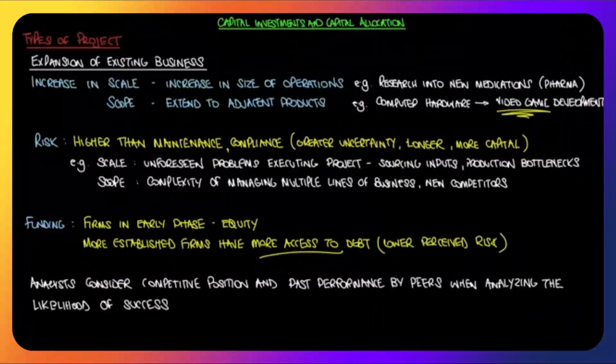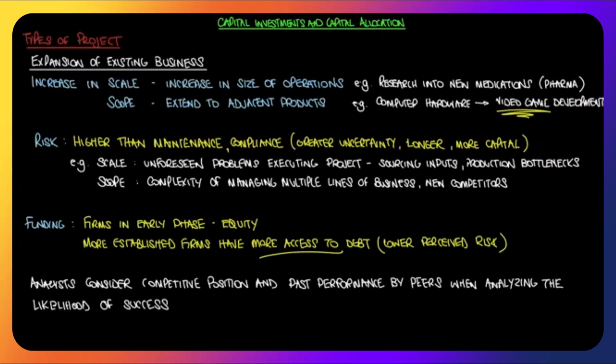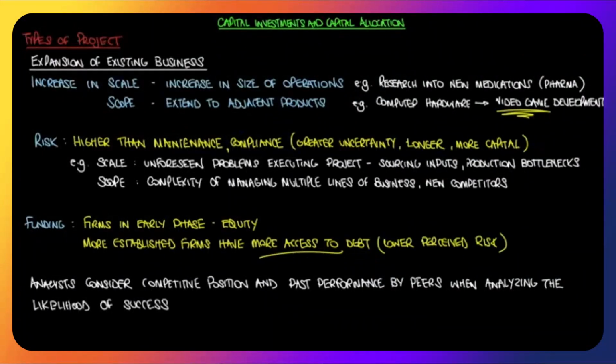What do we consider as analysts? Well, our key decision here, or our key piece of analysis, is: is it likely to be successful? To do that, we'll consider the competitive position of the company. Where are they now? Are people likely to go for their adjacent products, for example, if it is scope? And look at past performance by peers. Have your competitors tried to get into this area as well? How did it work out for them? And we can assess a likelihood of success from there.